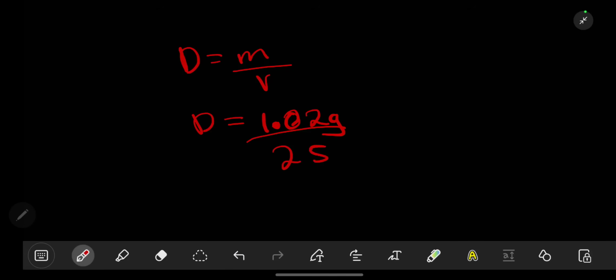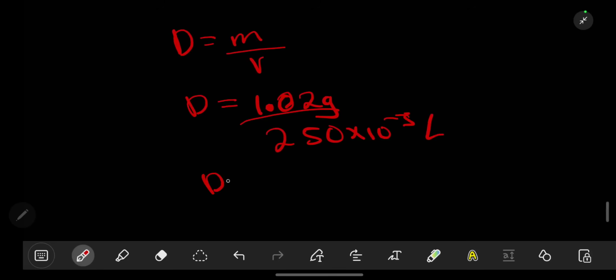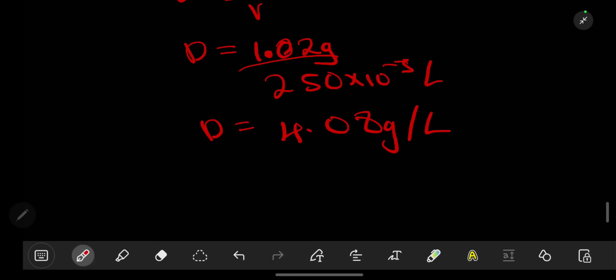Milli is a unit of 10 to the power negative 3 liters. Then we are going to calculate. So our density will be 1.02 divided by 250 times 10 to the power of negative 3. So we are going to have a value equal to 4.08 grams per liter. So we have found our density.